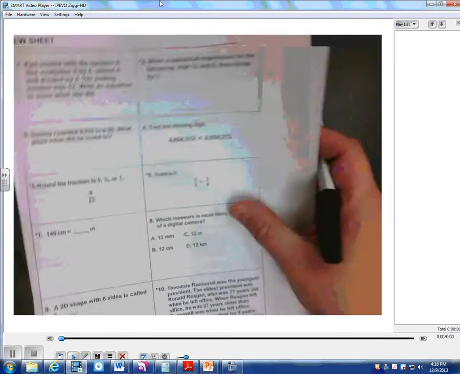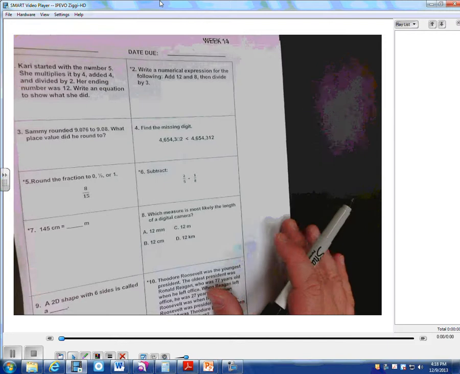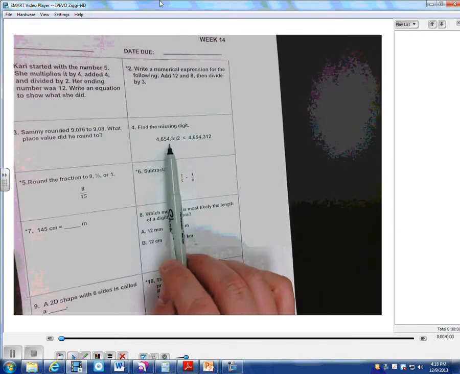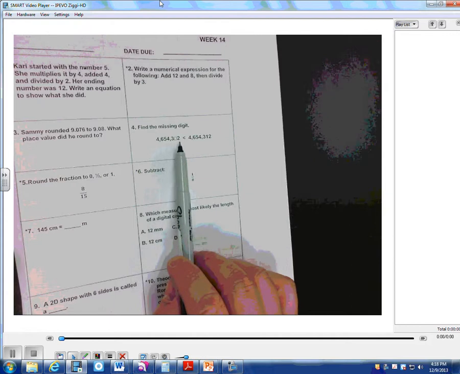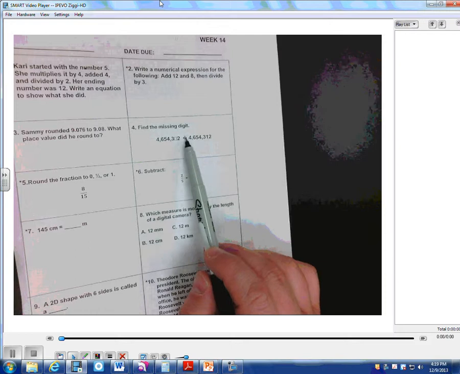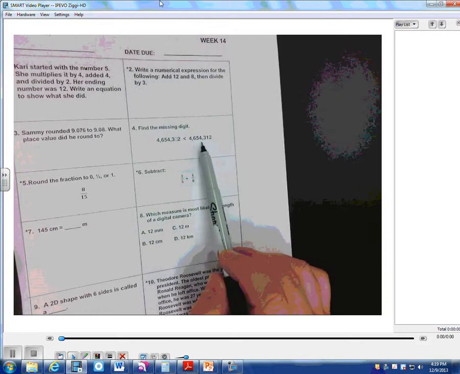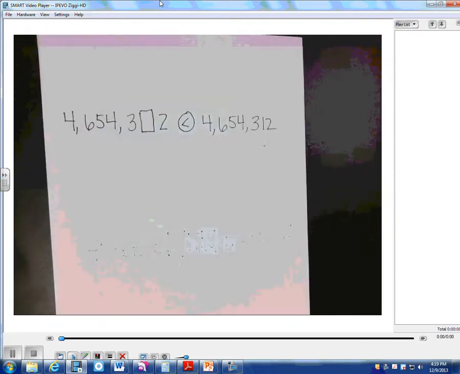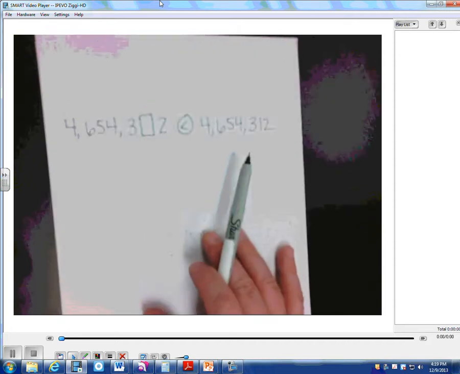Let's look at number 4. All right, it says find the missing digit. And we have 4,654,300 something 2. And it says that's less than 4,654,312. So let's look at this. So again, we're just kind of comparing place values in this problem. Okay, we're comparing place values.